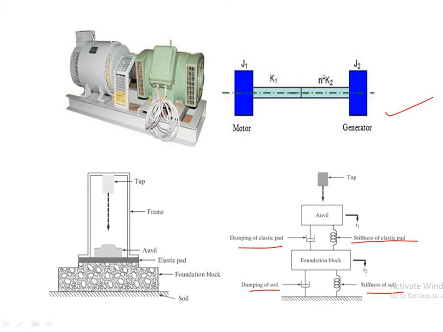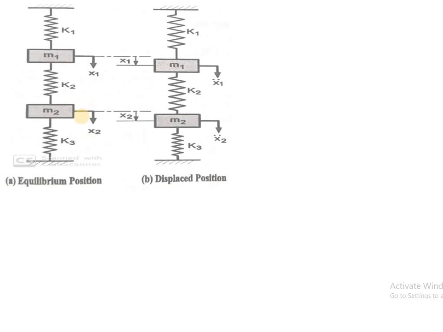So this is how real life applications are converted into mathematical models. Now let's have a look at this diagram in which there are three springs having stiffness K1, K2, K3. K1 is fixed at one end and K3 is fixed at one end. K1 is attached to M1, K2 is attached to M1 and M2, whereas K3 is attached to M2. And the other end is fixed.